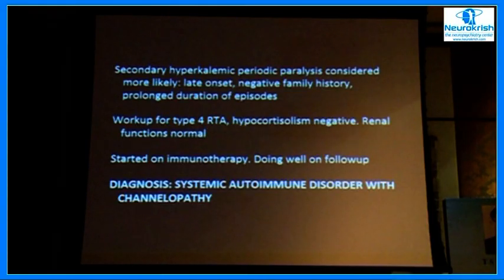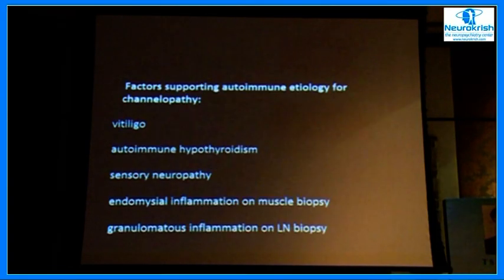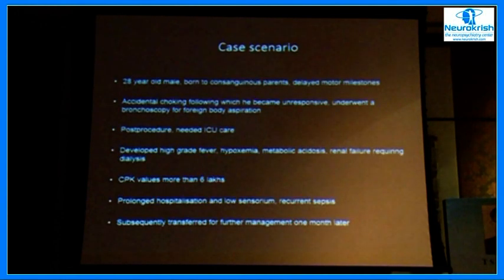So this is a secondary hyperkalemic periodic paralysis, considered more likely given late onset, negative family history, and prolonged duration of episodes. Workup for RTA and hypercortisolism was negative. He was started on immunotherapy and did well. So this is a systemic autoimmune disease with a channelopathy. The factors supporting autoimmune etiology were vitiligo, autoimmune hypothyroidism, a sensory neuropathy, endomysial inflammation on muscle biopsy, and granulomatous inflammation on lymph node biopsy.